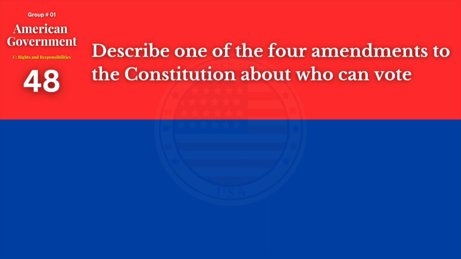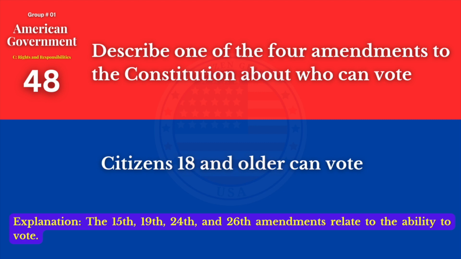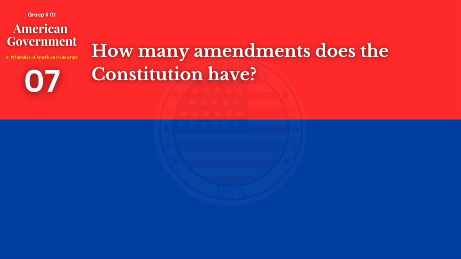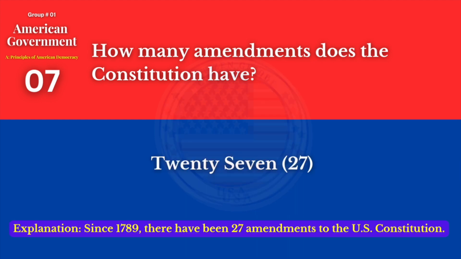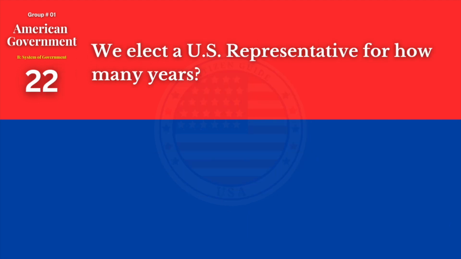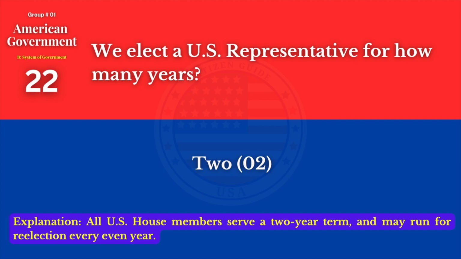Describe one of the 4 amendments to the Constitution about who can vote. Citizens 18 and older can vote. How many amendments does the Constitution have? 27. We elect a U.S. representative for how many years? 2.